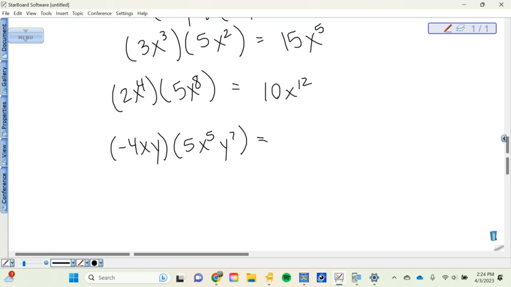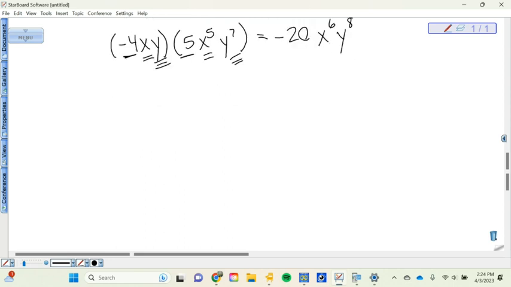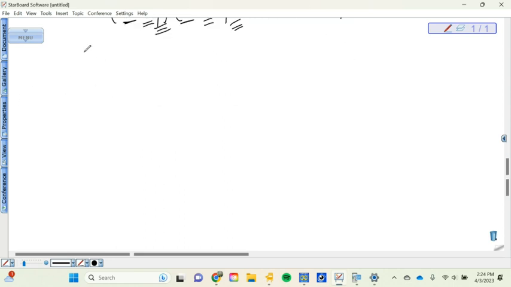So what's negative 4 times 5? Negative 20. And then I've got x times x to the 5th is x to the 6th. y times y to the 7th is y to the 8th. Cool? It's not hard. Okay, and then there's a couple other problems. Everyone pay attention so you don't ask me the same question a million times over.